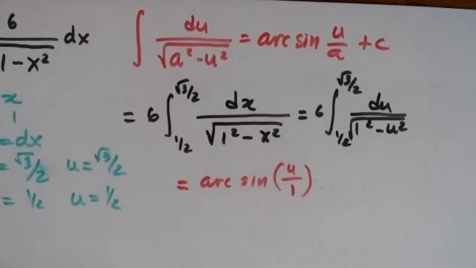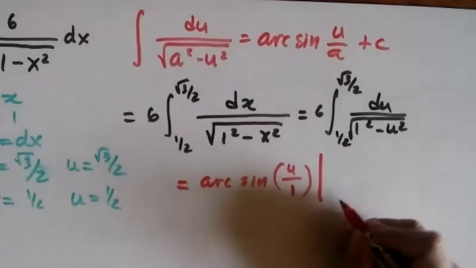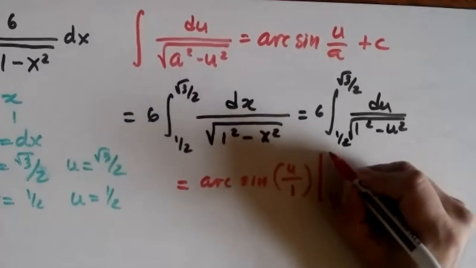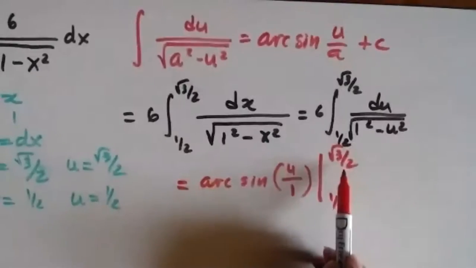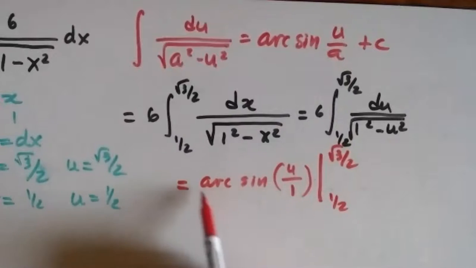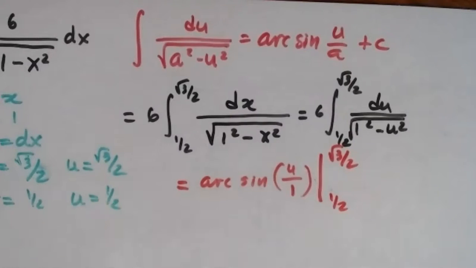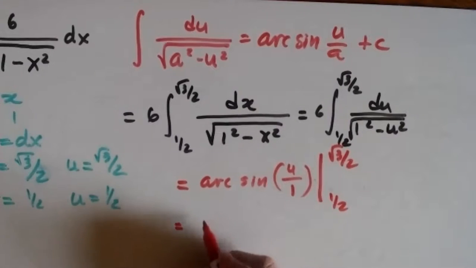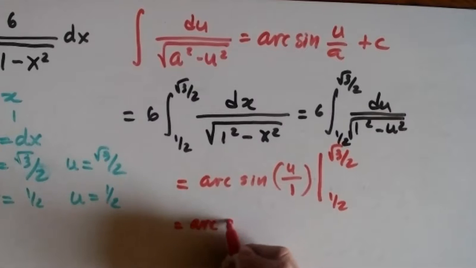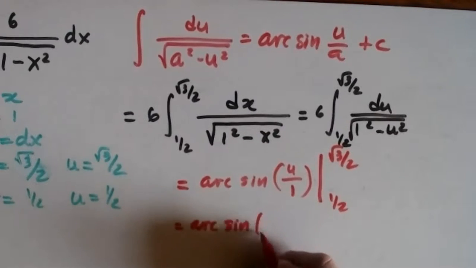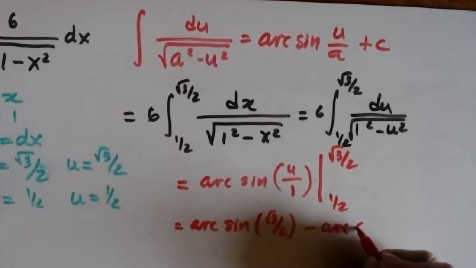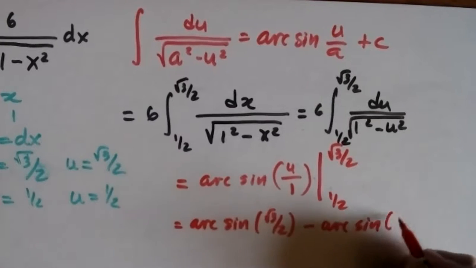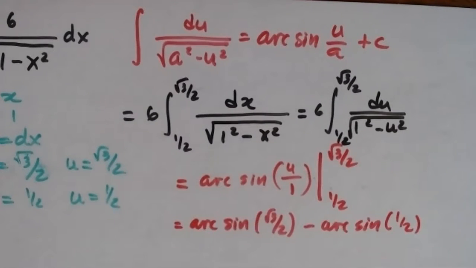We have to evaluate this from 1/2 to square root of 3 over 2. This is the only thing. If you have limits of integration, then you have to evaluate your antiderivative in these limits. So this is going to be the arc sine of square root of 3 over 2 minus the arc sine of 1/2.